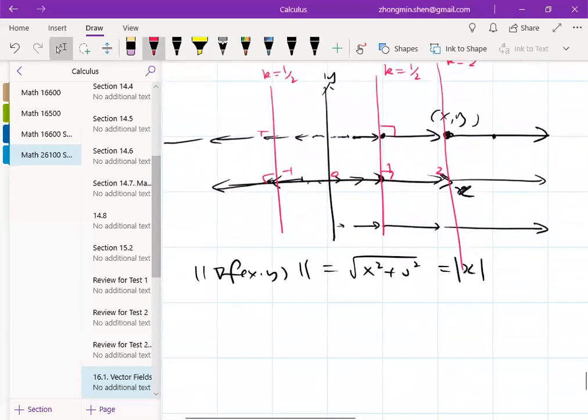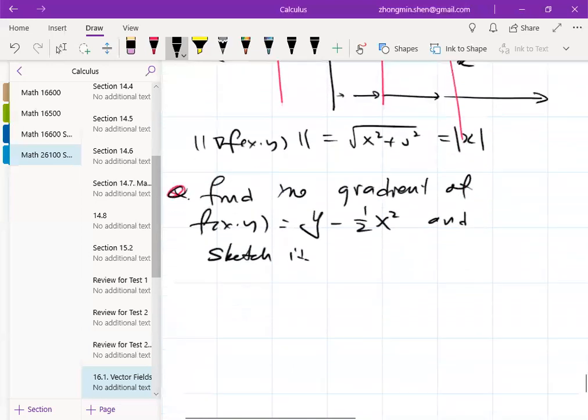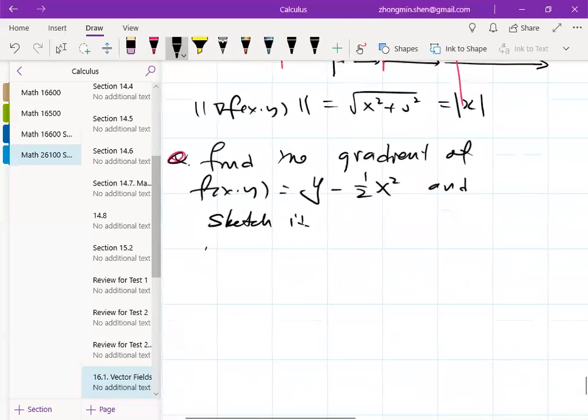Okay, so one more example. Find the gradient of f of x, y, which is y minus half of x squared, and sketch it. First of all, let's look at the level curve.